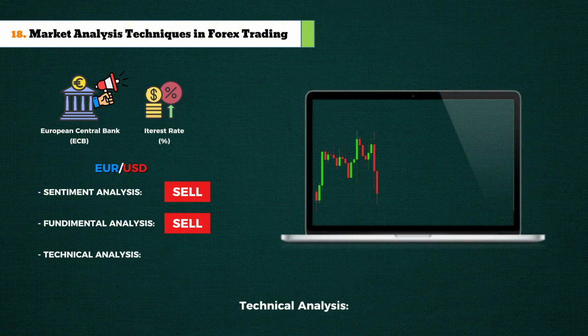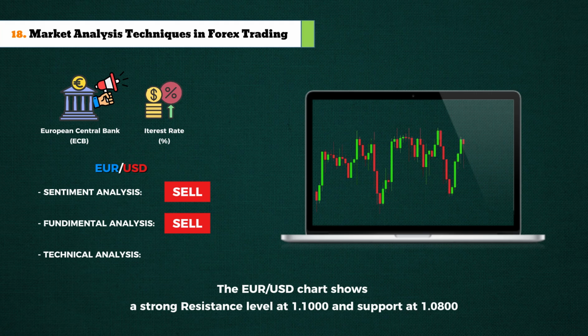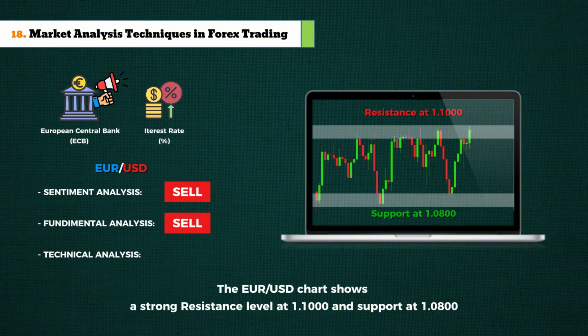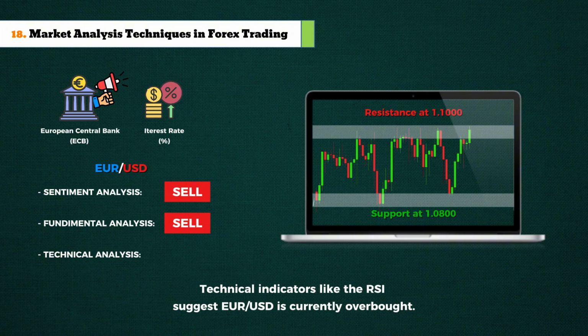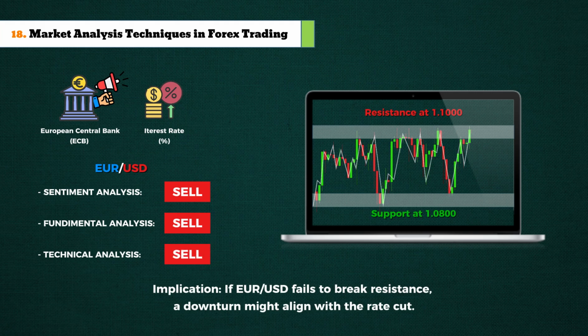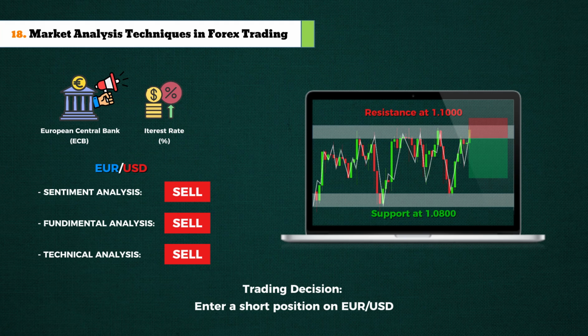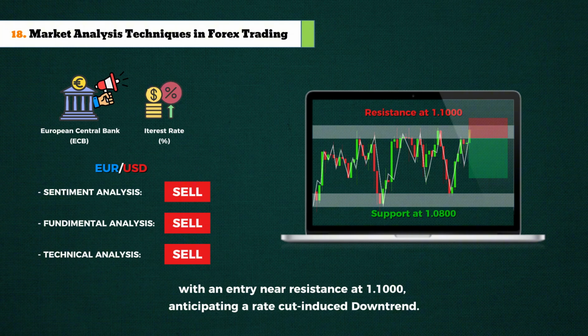Technical analysis. The Euro-USD chart shows a strong resistance level at 1.1000 and support at 1.0800. Technical indicators, like the RSI, suggest Euro-USD is currently overbought. So, if Euro-USD fails to break resistance, a downturn might align with the rate cut. Trading decision: enter a short position on Euro-USD with an entry near resistance at 1.1000, anticipating a rate cut induced downtrend.